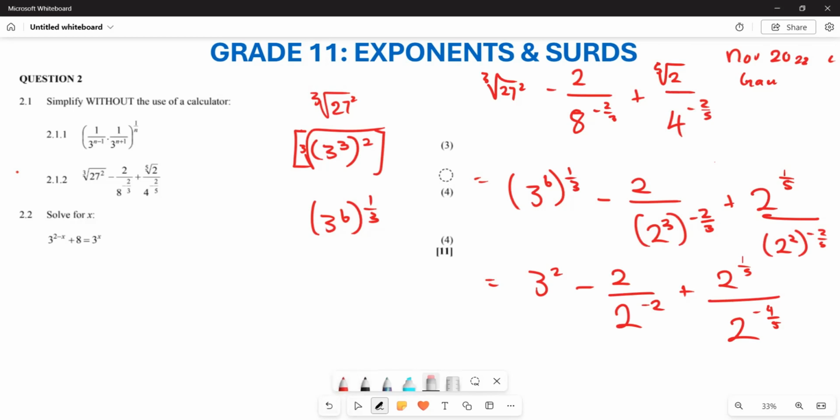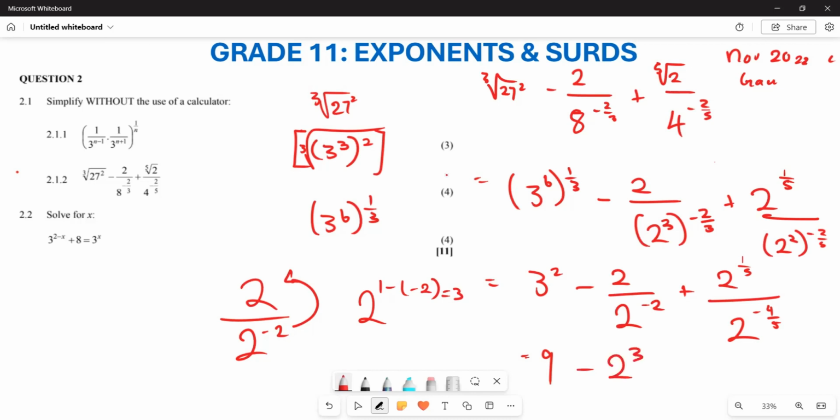Now, if you solve this, what is going to be your 3 squared? This is same as your 9. Now, you are dividing powers of the same base. Now, you are dividing 2 divided by 2 to the power of negative 2. So, you're going to take all these to the top, right? So, this is going to be 2 to the power of what? Remember here, it's same as what? Subtract your negative 2, which means this is going to be same as your 3. Okay, so which means this is going to be subtract 2 to the power of your 3, right?